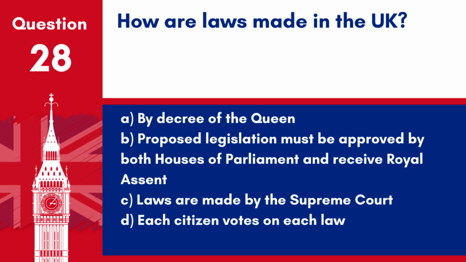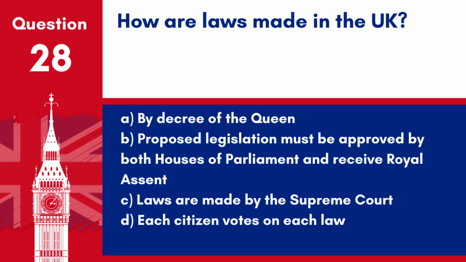Question 28. How are laws made in the UK? A. By decree of the Queen. B. Proposed legislation must be approved by both Houses of Parliament and receive royal assent. C. Laws are made by the Supreme Court. D. Each citizen votes on each law.